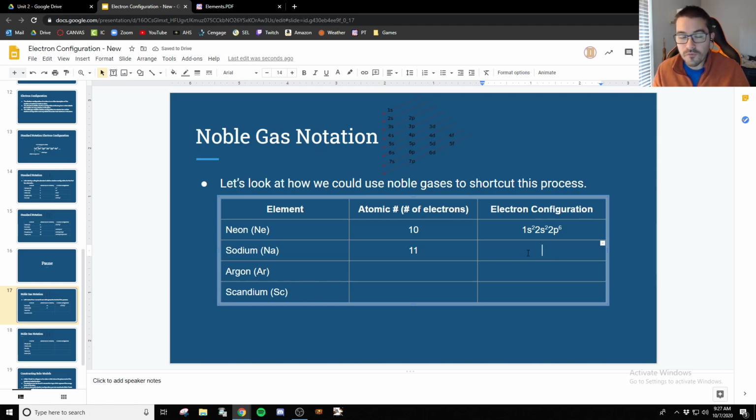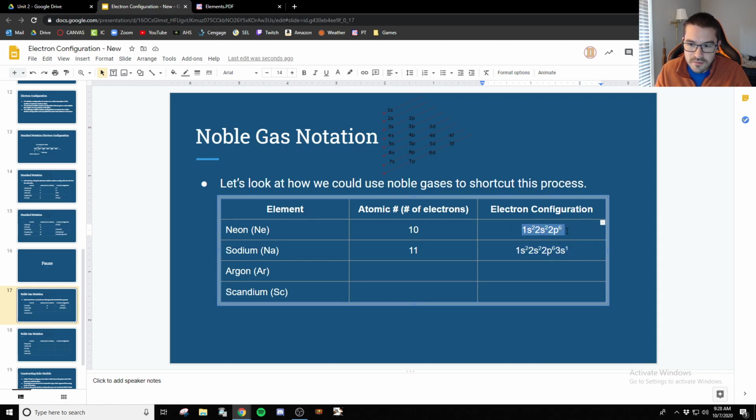Now, before I show you exactly what noble gas notation is, let's go ahead and write out the standard notation. So it would be 1s2, 2s2, 2p6, right? That would get us to 10 electrons, but then we have one more electron that we have to account for. So that would go into the 3s orbital. After 2p comes 3s, and that would be 3s1 for that 11th electron. So this is the standard notation for sodium.